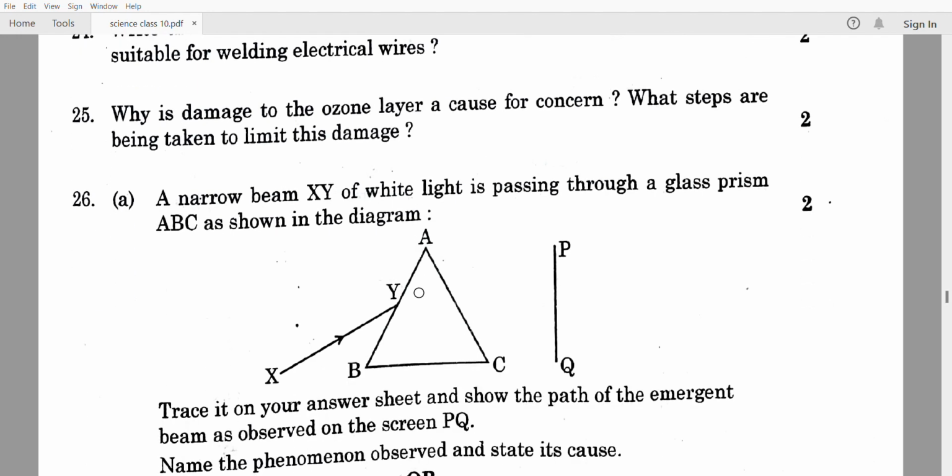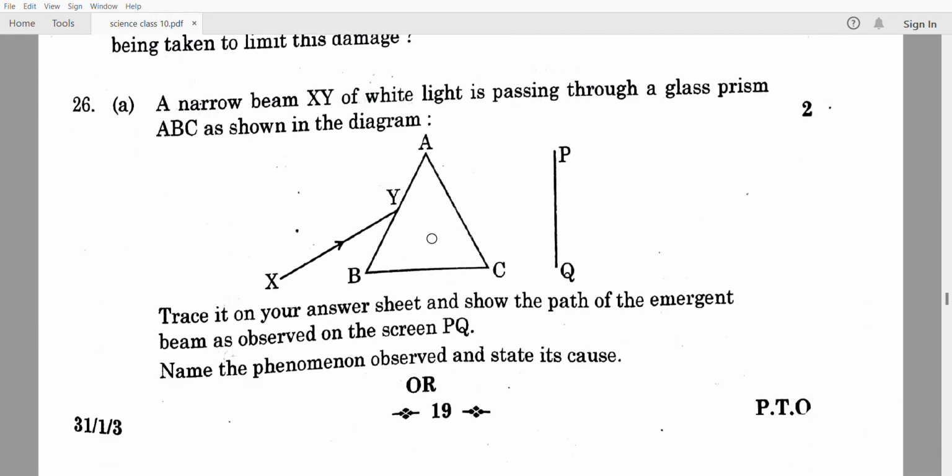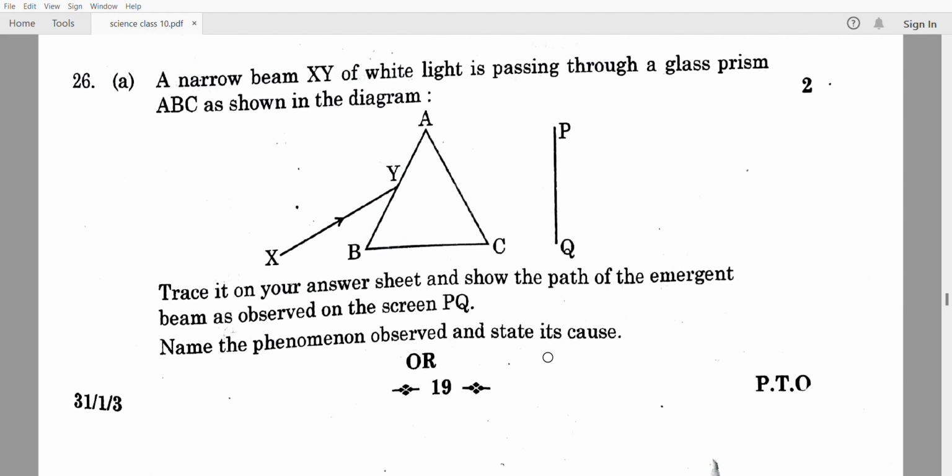So 26th question, a narrow beam XY of white light is passing through a glass prism ABC as shown in the diagram. Trace it on your answer sheet and show the path of the emergent beam as observed on the screen PQ. Name the phenomenon observed and state its cause. So as you can see, the ray hits the prism, it undergoes refraction first, and again second refraction, it continues from here, so it bends towards the normal as you draw the normal here.